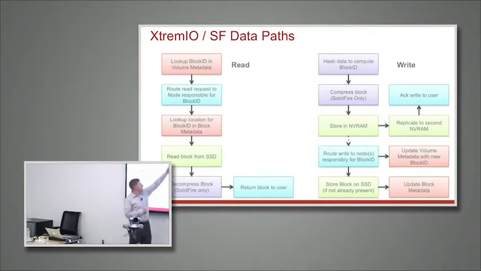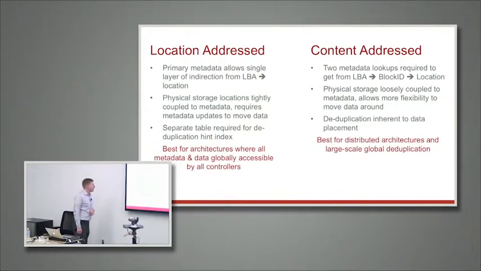On a write, you first hash the block to compute the block identifier. In SolidFire's case, we compress the data. We then store it to NVRAM. So we don't actually do any lookups. We don't hit the SSD. We don't do anything else on the write path. We store it in NVRAM. We replicate it to a second NVRAM on another node. And in XtremIO's case, it's a second controller, and it's DRAM instead of NVRAM, but we'll cover that later. And then acknowledge the write to the user. In the background, we flush the data out of the NVRAM. We route it to the node that's responsible for that block ID, update our metadata, and store it on the SSD.